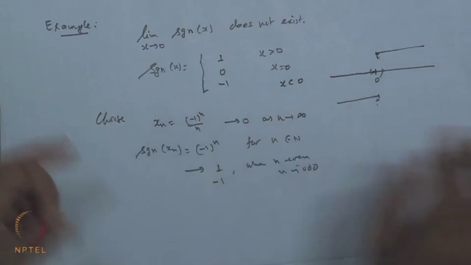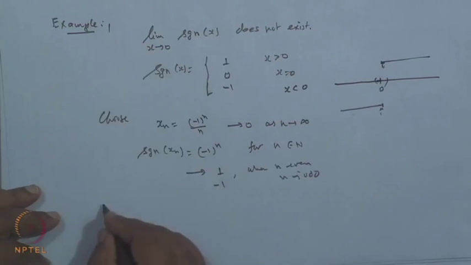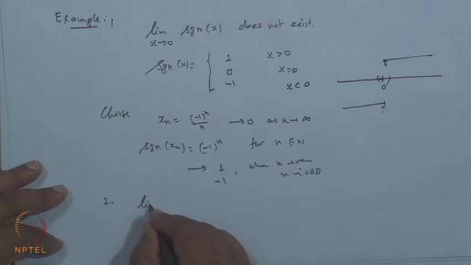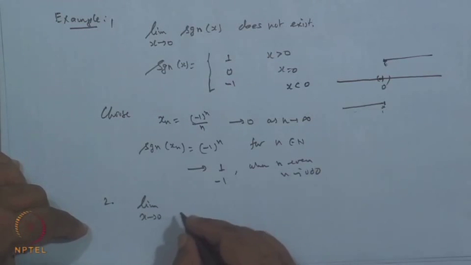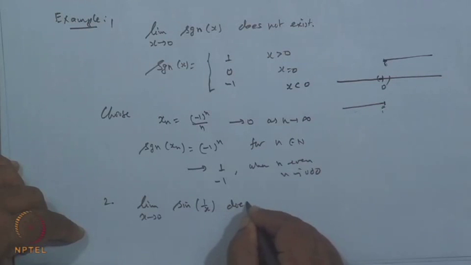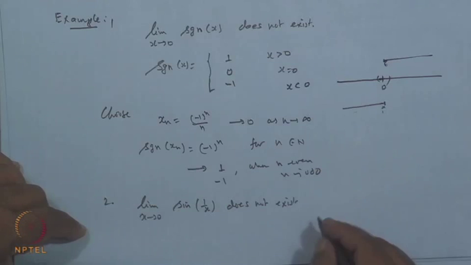Okay. So, this limit does not exist. Similarly, as another example, suppose I take the limit as x tends to 0 of sin(1/x); this does not exist in R.